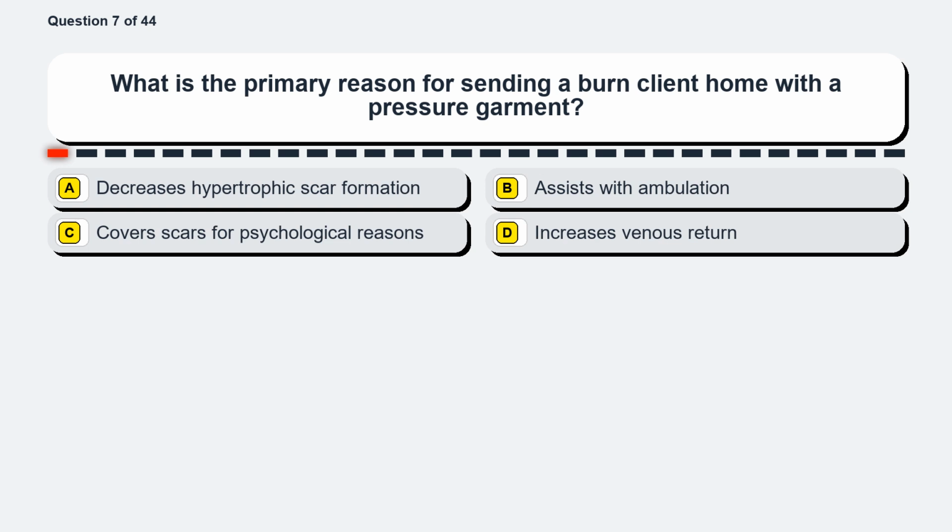Question 7. What is the primary reason for sending a burn client home with a pressure garment? Option A. Decreases hypertrophic scar formation. Option B. Assists with ambulation. Option C. Covers scars for psychological reasons. Option D. Increases venous return.